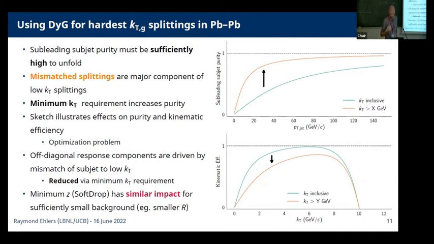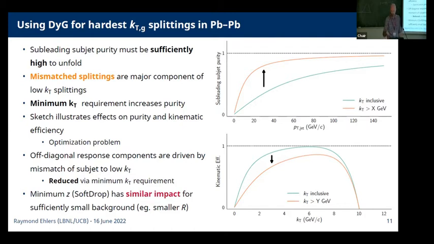And this has some costs in terms of our purity and kinematic efficiency. I have these little cartoons on the right, and it's all schematic, but basically the point is, if you impose some minimum KT requirement to deal with these, especially soft splittings, you are able to substantially improve your purity, but at the cost of your kinematic efficiency. So you have some sort of optimization problem that you then have to work through to figure out how to actually unfold this experimentally.